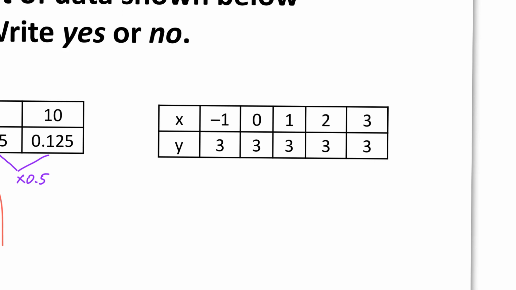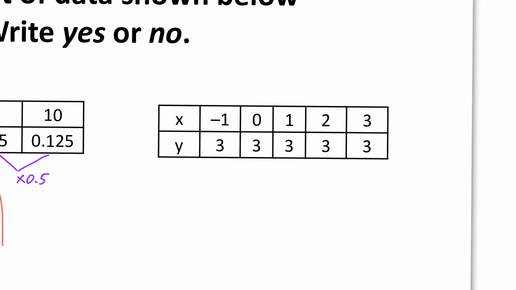Now the last one, notice the y values. The x values are increasing constantly, so you have -1, 0, 1, 2, 3. But the main thing is the y values. They're all the same. You have 3, 3, 3, 3, 3. Now you can say, well, you can multiply by 1. But guess what? When you have the same value on the y, that means that it's not an exponential behavior. Even though you are multiplying by 1, 3 times 1 is 3, 3 times 1 is 3, it doesn't represent an exponential behavior.